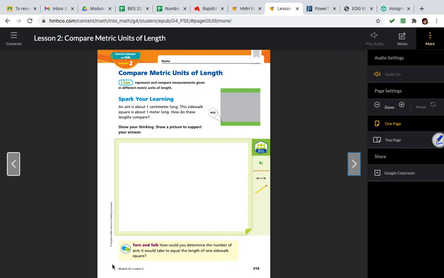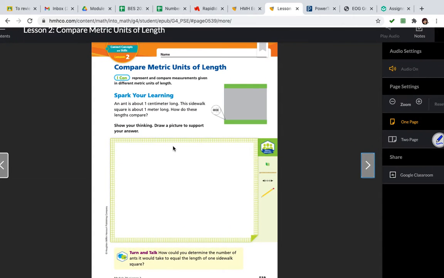Today we're doing Module 20, Lesson 2, Compare Metric Units of Length. So remember, when we do the metric system, we think of doing measurements of 10. So this goes with the base 10 place value. Today we're going to be able to represent and compare measurements given in different metric units of length.